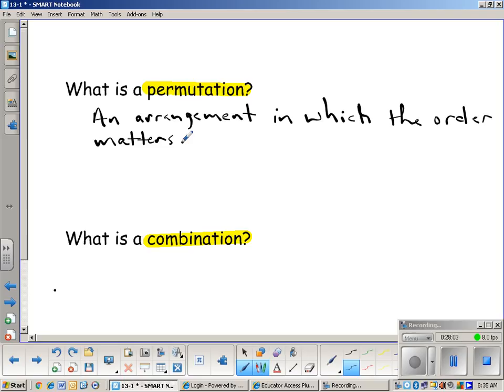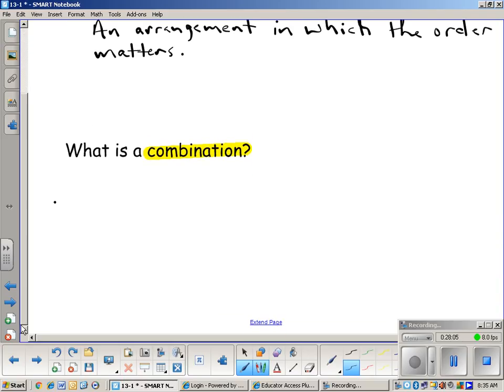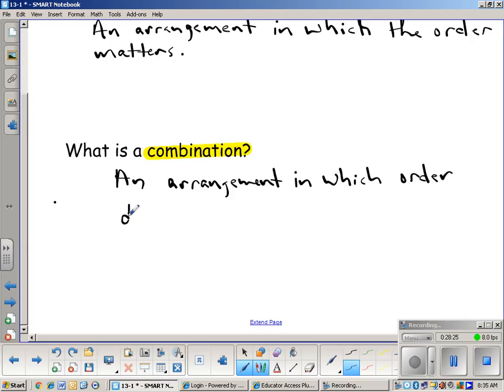What is a combination? Well, a combination is an arrangement in which order does not matter.